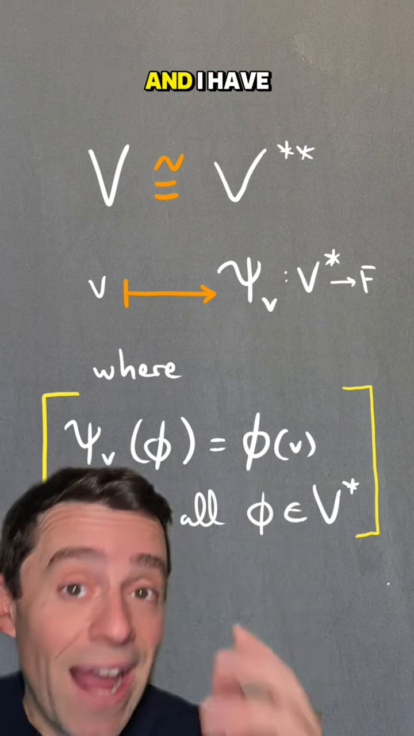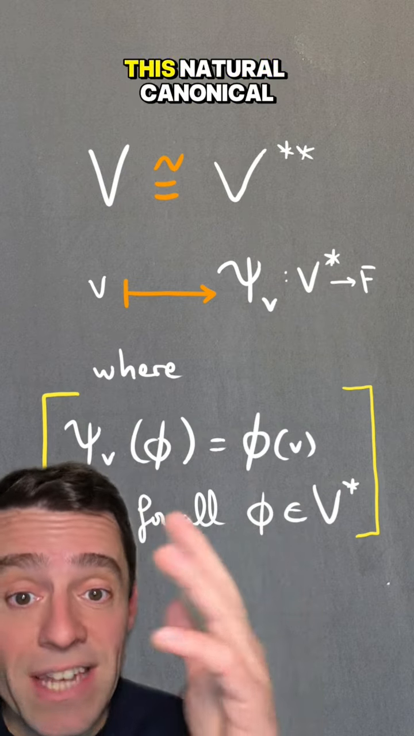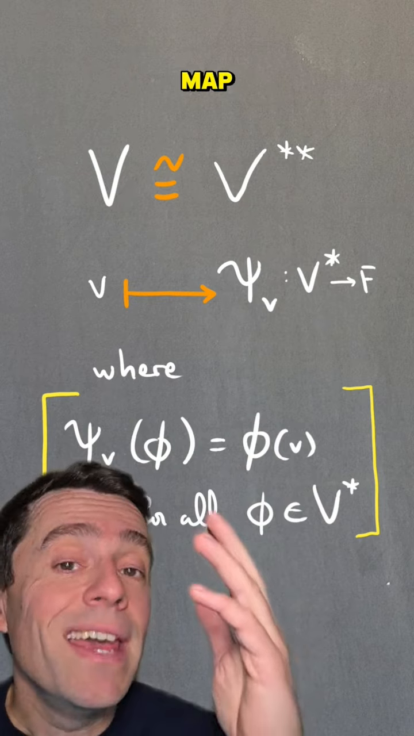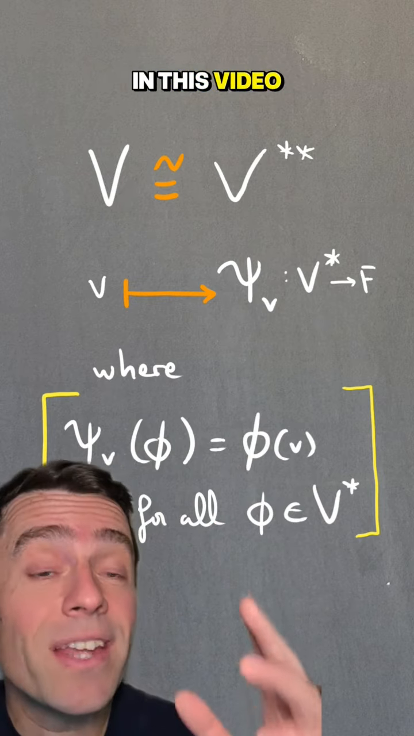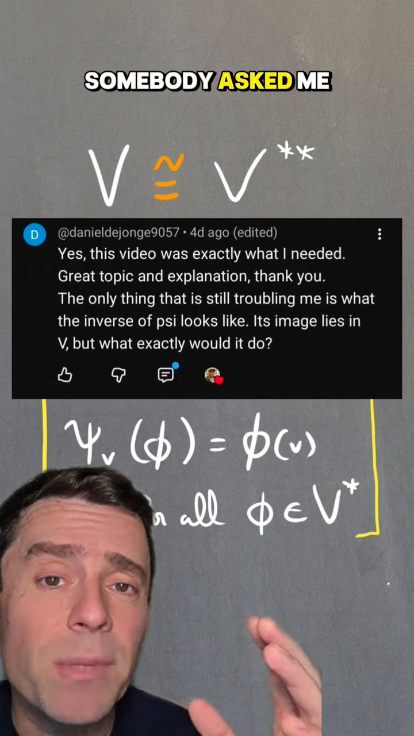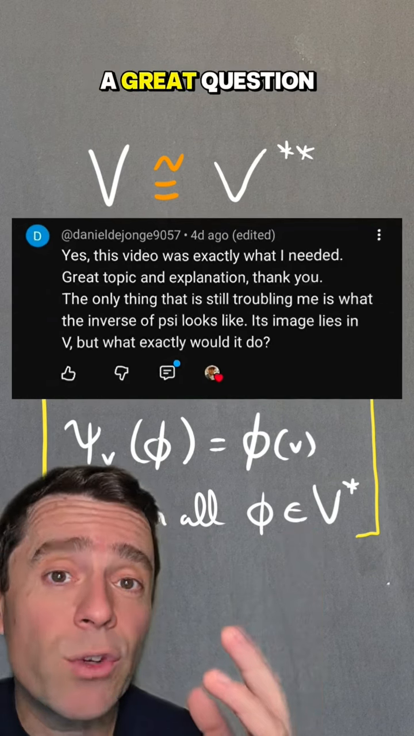And one can show, and I have shown this in some of my videos, that this natural canonical map is an isomorphism. Now, what I want to talk about in this video is the following question. Somebody asked me, what is the inverse of this map? And that is a great question.